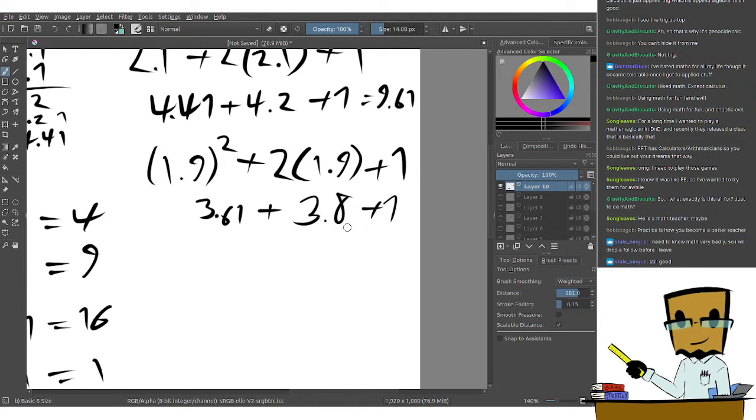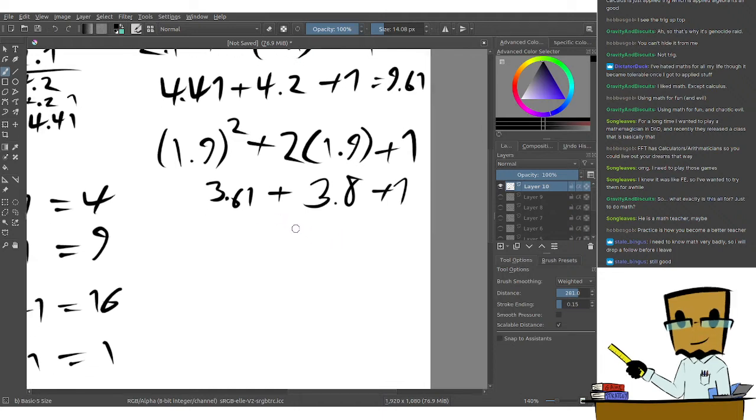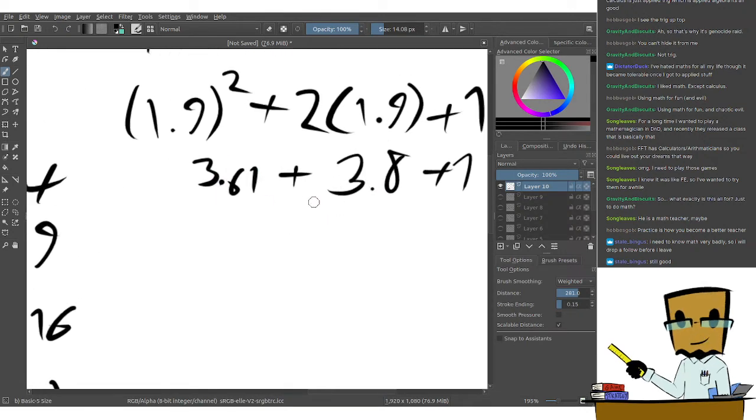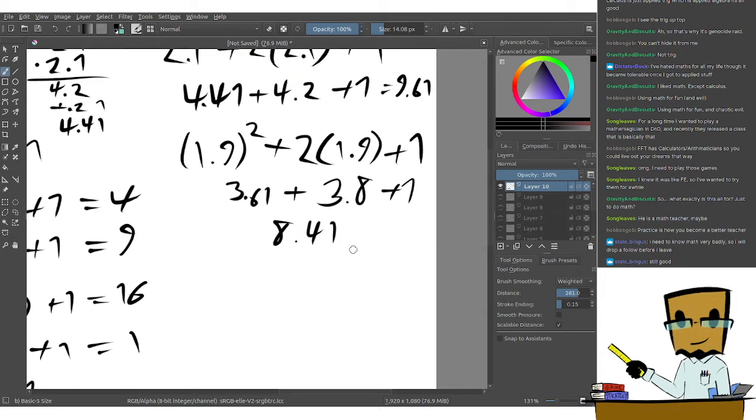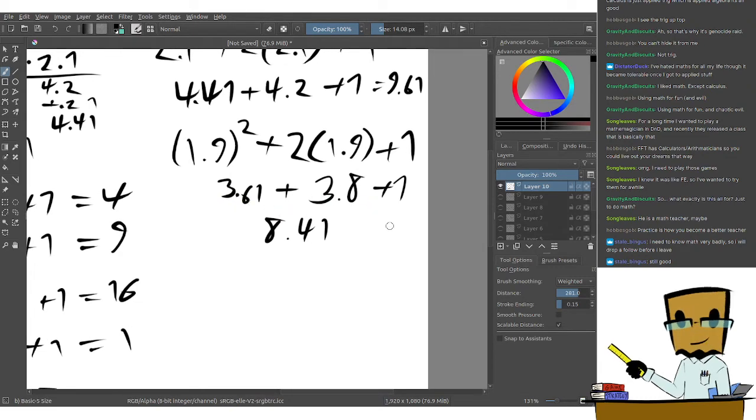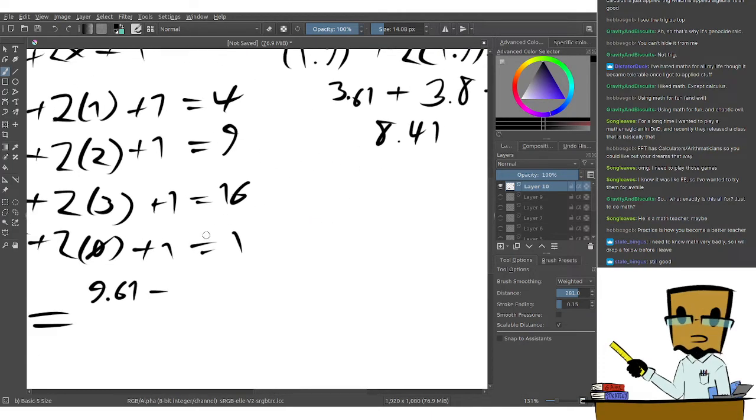But yeah, the base. Yeah, good thing I'm practicing. 3.61 plus 3.8 plus 1. 6, 7, 4, 8.41. I believe that's correct. Yeah. 6 plus 8 is 14. So, 1.4 plus 3 plus 3. 7. 8. Yeah. No, we're good.